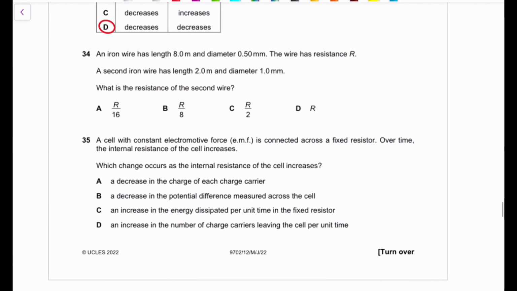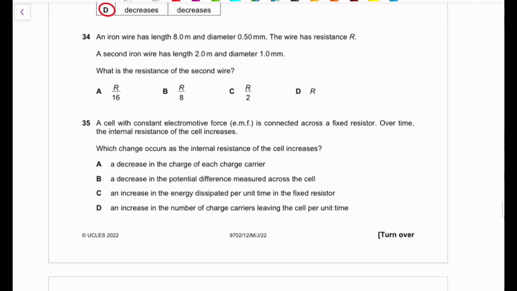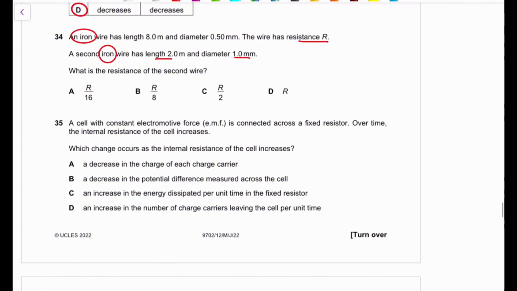We've been given an iron wire that is a length of 8 meters and a diameter of 0.50 millimeters. The wire's resistance is R, and the second wire has a different length and diameter. Basically, they're both iron wires, meaning they're made of the same material, so you need to look out for that. They have the same resistivity, and we want to find the resistance of the second wire. So how do you go about this?